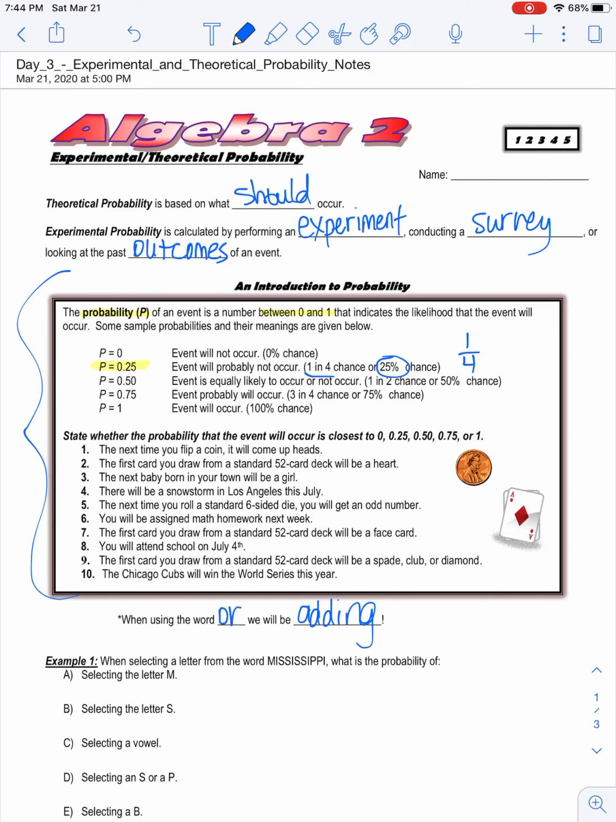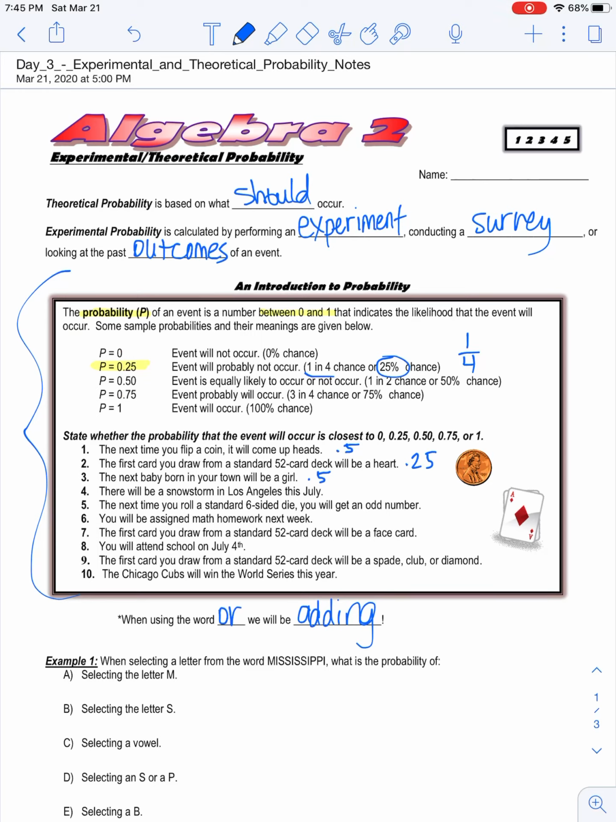When you flip a coin, the probability it will come up heads is closest to 0.5 because there's a 50-50 chance, heads or tails, 2 outcomes. The first card you draw from a deck will be a heart. That would be 0.25 because 13 of the 52 cards are hearts, so it's 1/4 of the deck. There's 4 suits. The next baby born in your town will be a girl. So that would also be 50-50, 0.5.